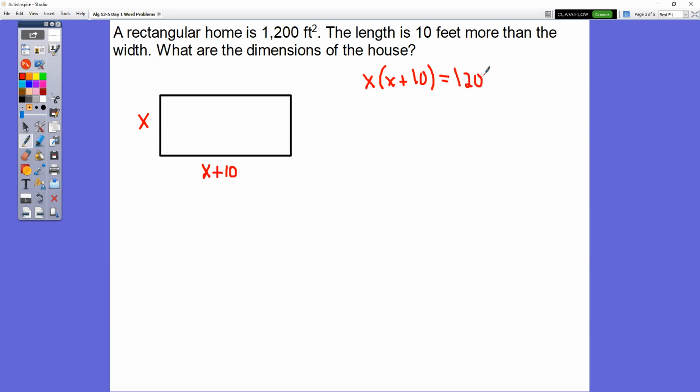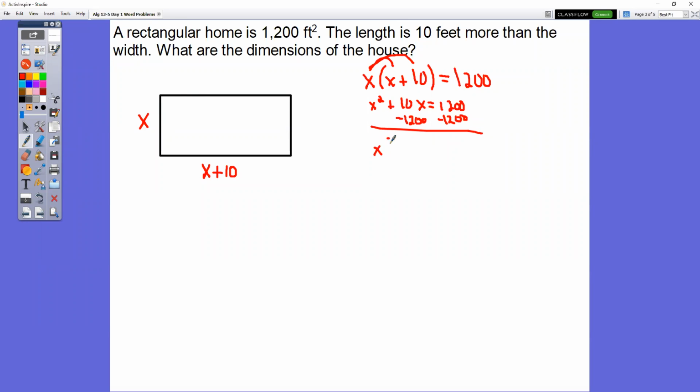Equals 1,200. Distribute, distribute. So I have x squared plus 10x equals 1,200. Now, I don't want it equal to 1,200. I want it equal to 0. So to get it equal to 0, I'm going to do minus 1,200 and minus 1,200.